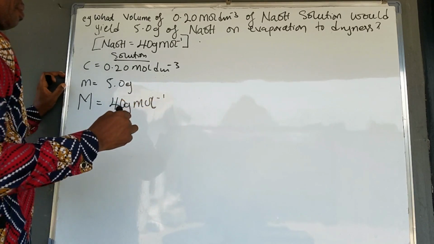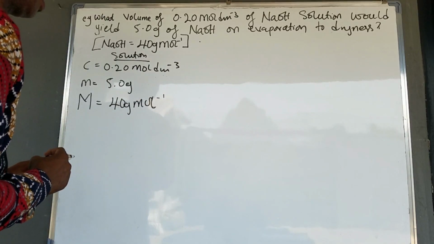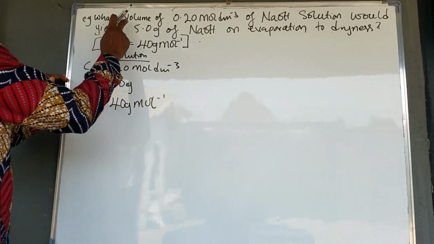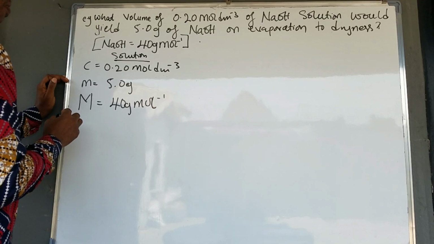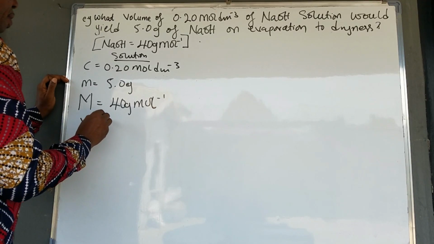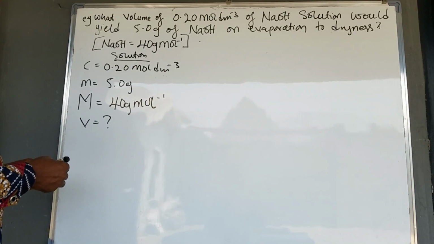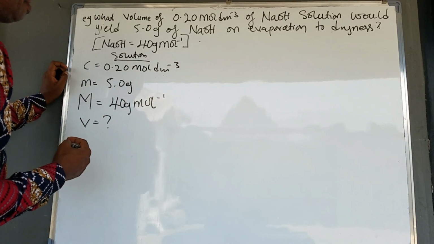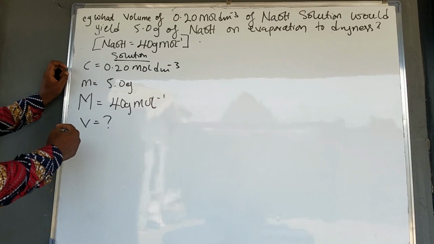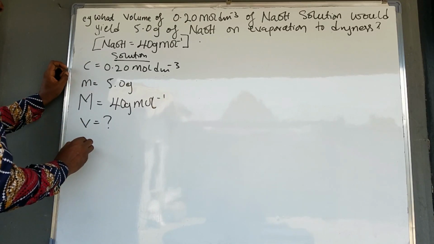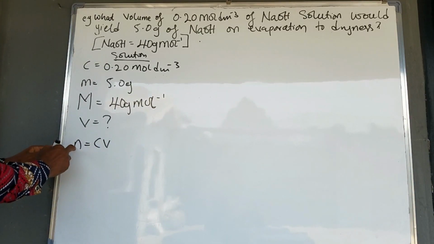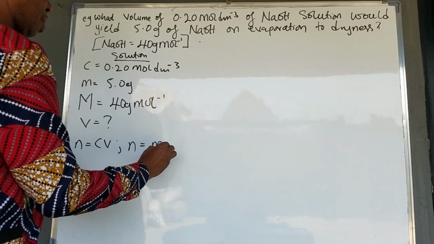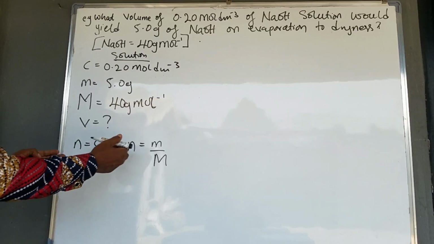Now this question is an example of solubility, but you can still solve it by a very simple formula. Now C is 0.20 mole per dm³. You have big M, but you're looking for volume V. So you ask yourself, which formula is it that has to do with C and V? If you are following this particular series, you remember that n is equal to CV, and we also know that n is equal to small m over big M. So with this information, I can still solve this.